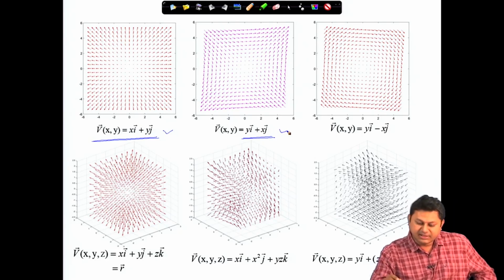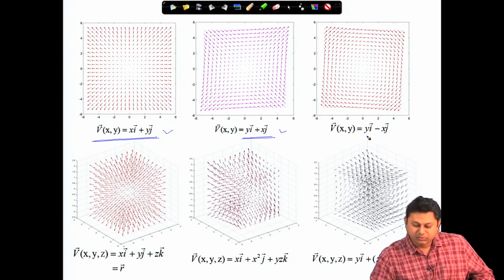Here is a very interesting kind of vector field, the third one, which is y i minus x j. Now, if you calculate the divergence of this quantity, you will find 0 also, even though we have non-zero x and non-zero y.